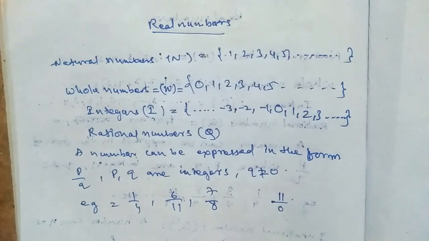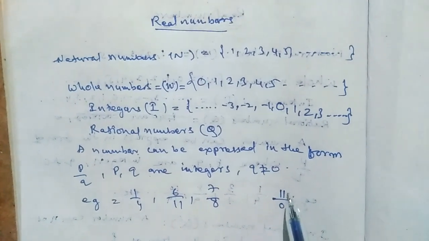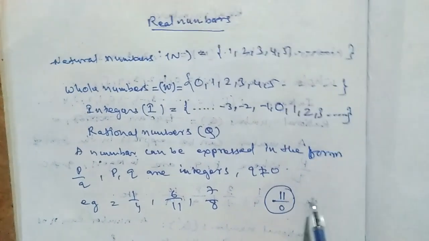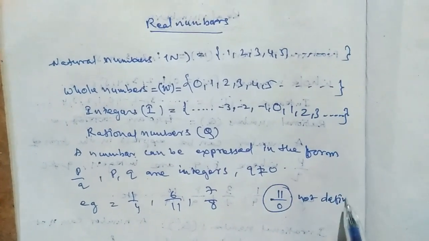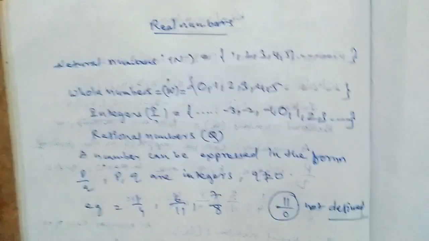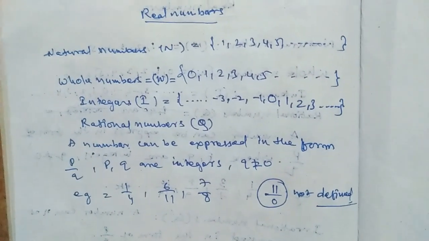If q is equal to 0, what happens? Suppose the example 11 by 0. It is not defined. That's why in the definition it says q does not equal 0.